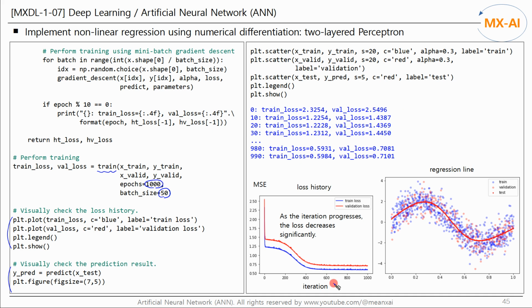Let's check the results. As the iterations progress, the loss on both training and validation data decreases like this. And the estimated regression curve looks like this. The original sine curve is well estimated. In this way, we can easily implement nonlinear regression models using multi-layer neural networks.